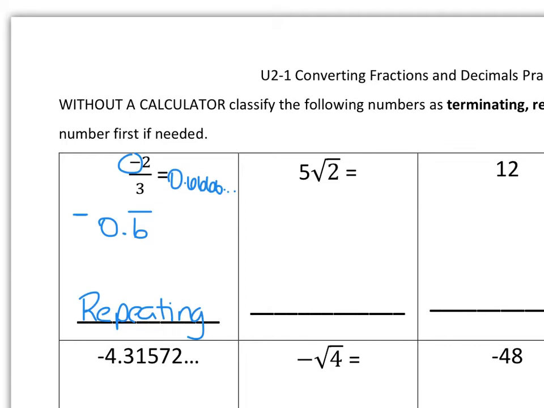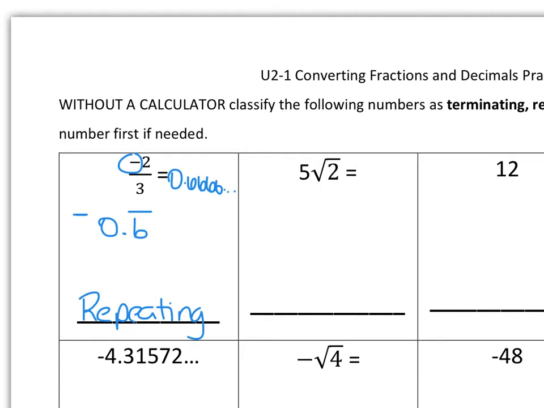Let's take a look at 5 times the square root of 2, and I'll give you a hint, and we'll talk about this again in class tomorrow. 2 is not on our list of perfect squares, so if it's not a perfect square, it's neither terminating nor repeating. It's going to be a number that goes on forever and ever and ever and does not repeat.